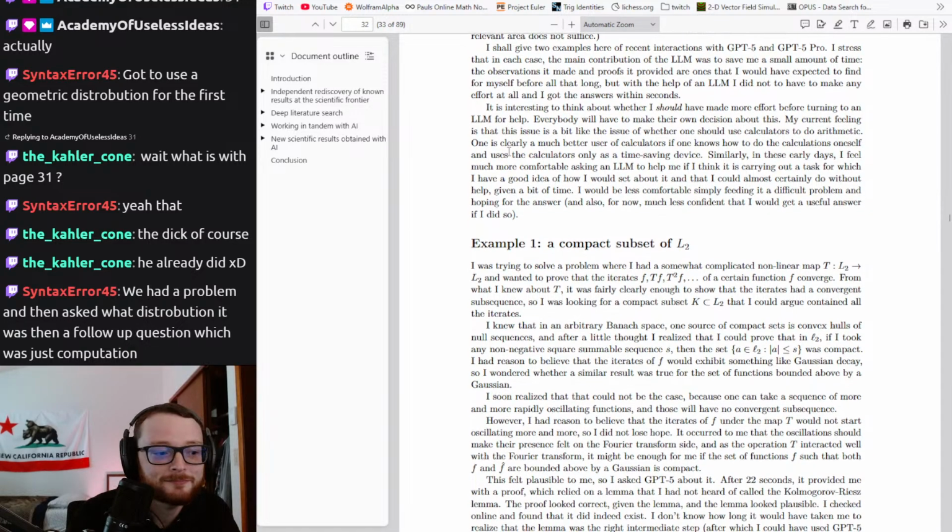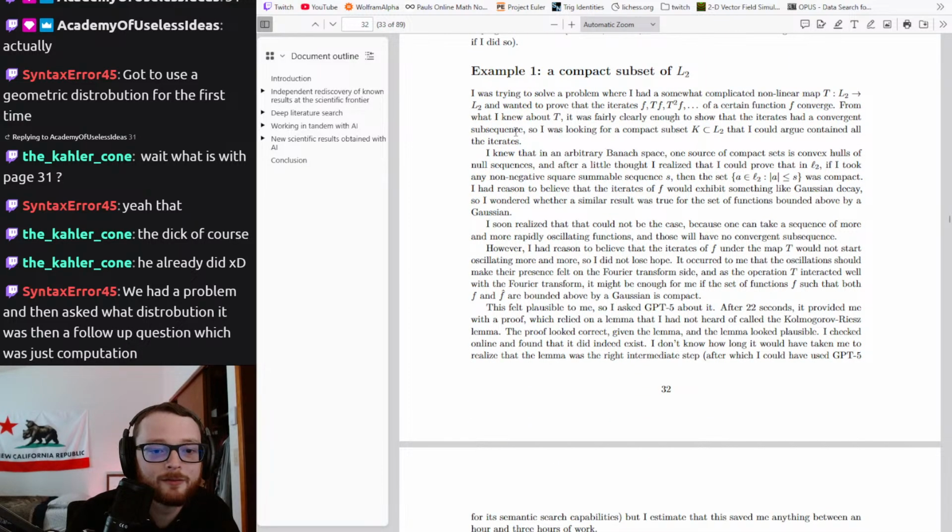Problem, then that's what distribution was. The help question was just a computation. Okay. Okay, this math is probably a little bit beyond me. I see Banach space and stuff.